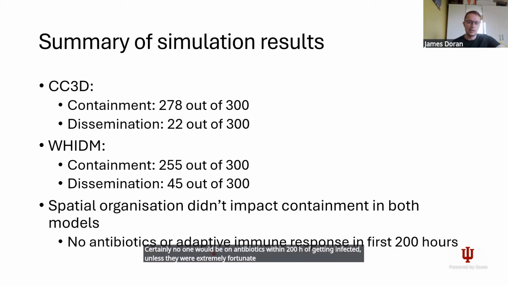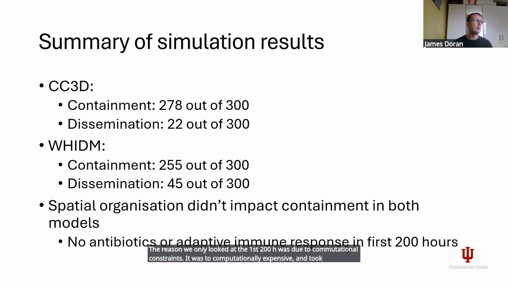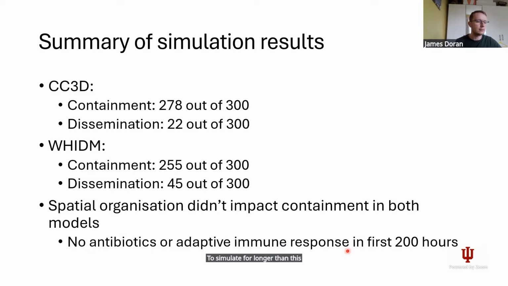And in addition, as I said, the T cells do not typically appear at the site of infection until at least 9 days after the initial infection occurred, which is outside these first 200 hours. So unlike the original 2018 paper that looked at the first 500 days or 12,000 hours, which therefore did mean that antibiotics and the adaptive immune response were included, our models, when we did these simulations at least, only looked at the first 200 hours and so did not include these aspects. The reason we only looked at the first 200 hours was due to computational constraints. It was too computationally expensive and took too long to simulate for longer than this period of time.